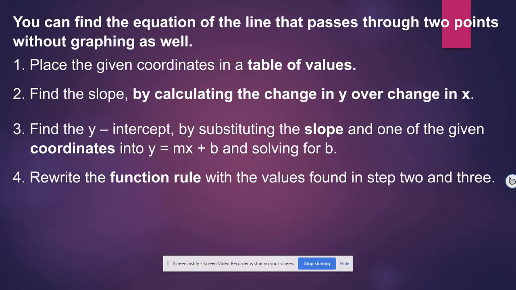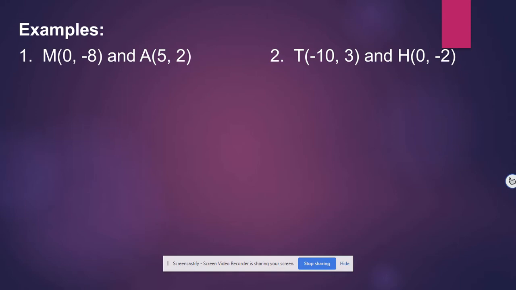First, place the given coordinates in a t-table. Second, find the slope by calculating the change in y over the change in x. Third, find the y-intercept by substituting the slope and one of the given coordinates into y equals mx plus b and solve for b. And fourth, rewrite the function rule with the values found in step 2 and 3. So let's see what we got. All right, here's our first example.